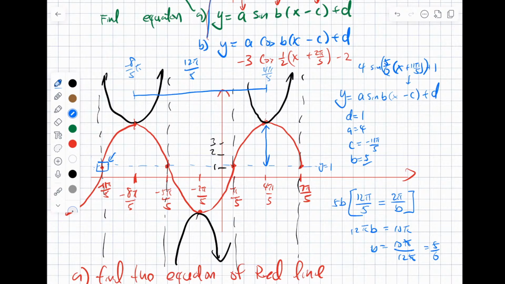This is correct. You double check your answer. How do I double check your answer? I'm going to plug in the decimals, guys.